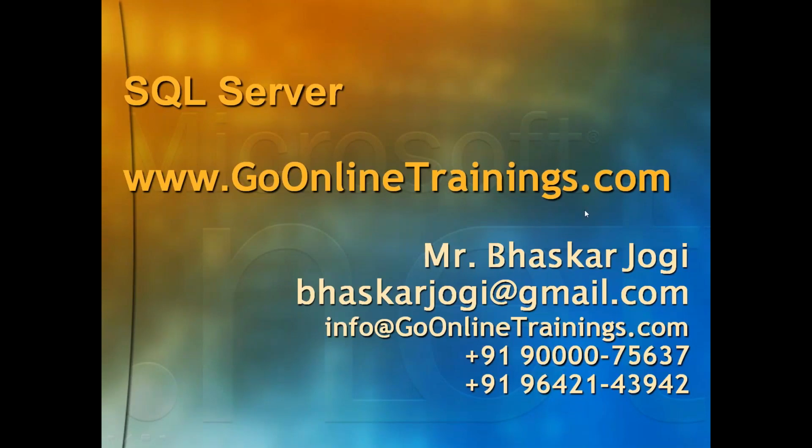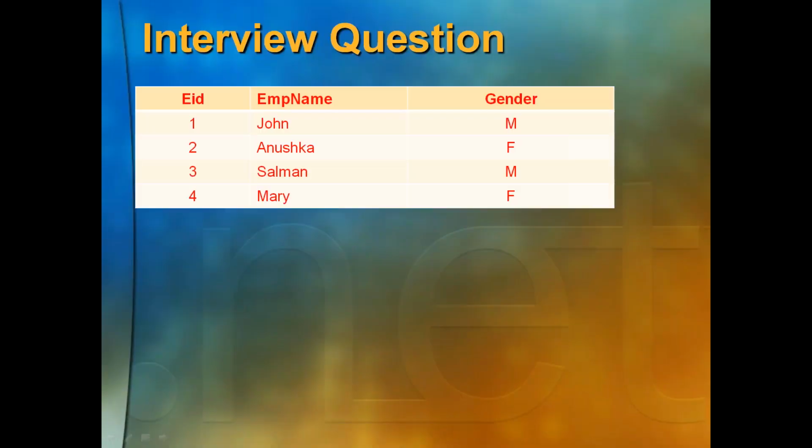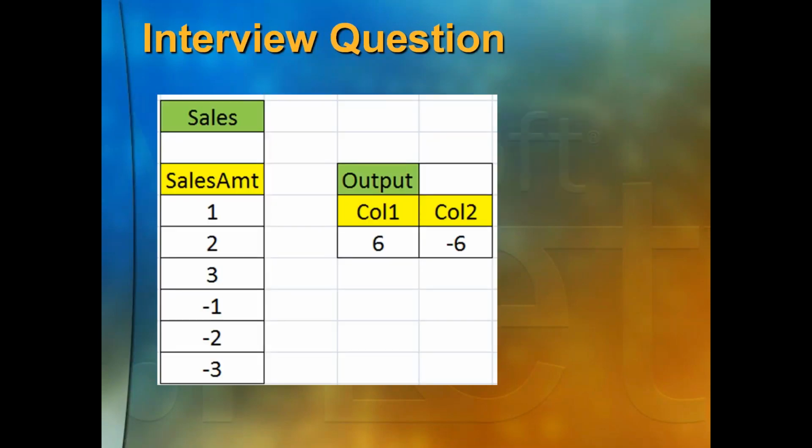So, yesterday I had asked two questions. One is that I have a table called sales table, and this is a sales amount. I wanted to get positive numbers in column one, and negative numbers in column number two. I think you people have tried it. One or two people are saying. So you send me the answers.